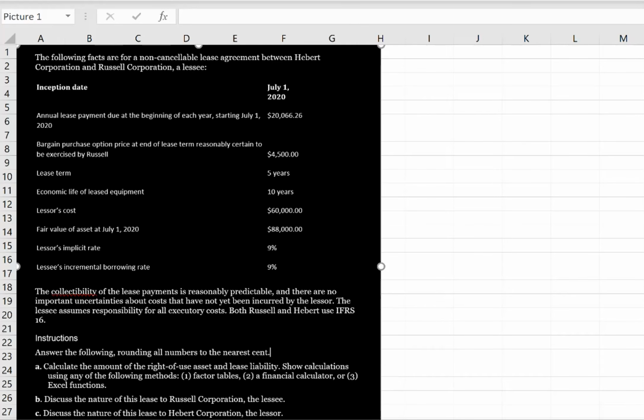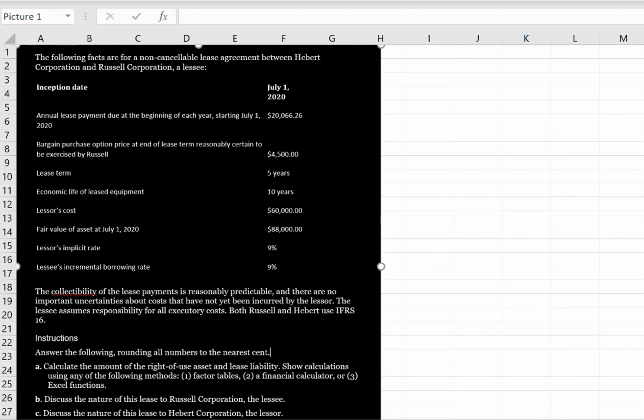Lease term, 5 years. Economic life of leased equipment, 10 years. Lessor's cost, $60,000. Fair value of asset at July 1st, 2020, $88,000. Lessor's implicit rate, 9%. Lessee's incremental borrowing rate, 9%. And we're also told that the collectability of the lease payments is reasonably predictable, and there are no important uncertainties about costs that have not yet been incurred by the lessor. The lessee assumes responsibility for all executory costs. Both Russell and Hebert use IFRS 16.